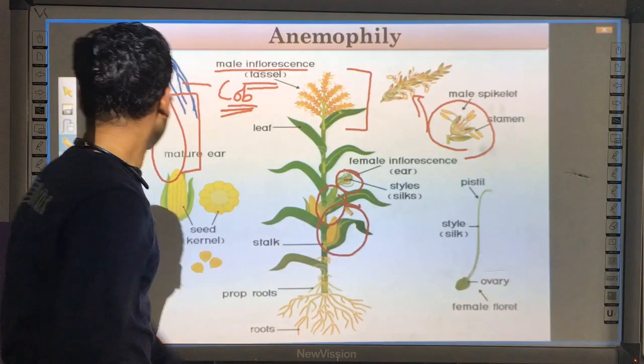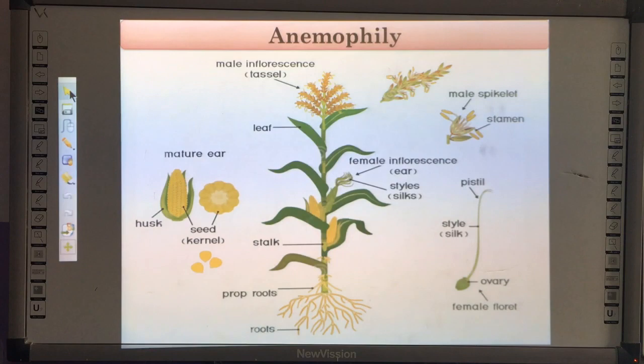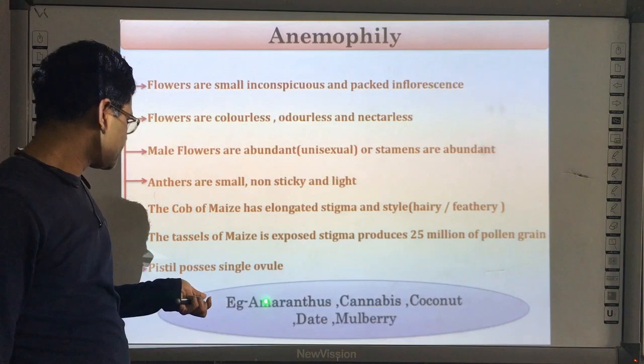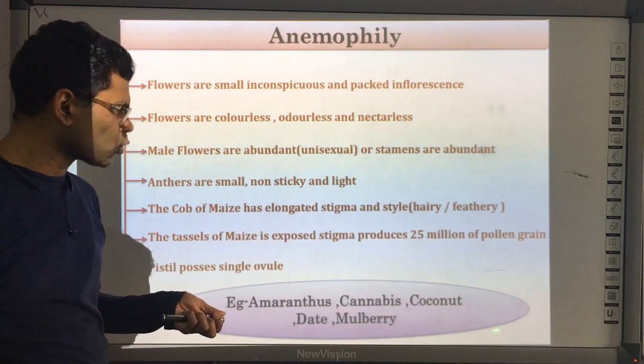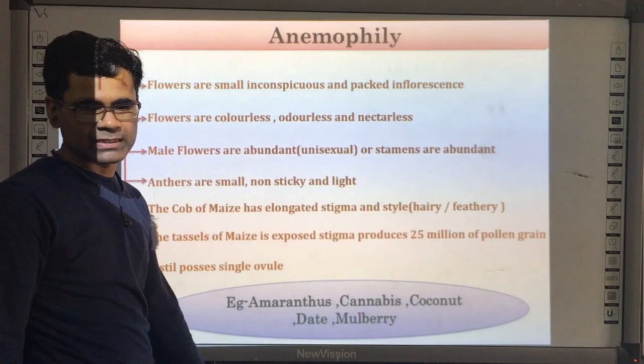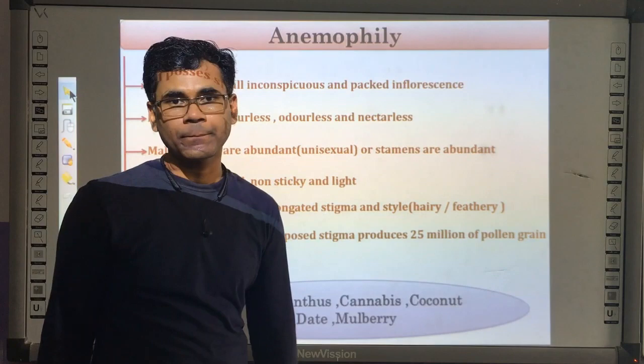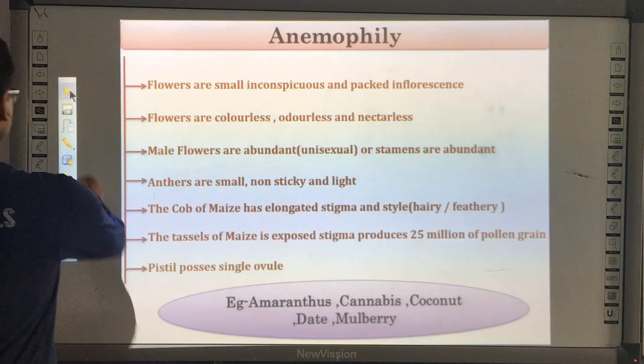Okay, so some of the examples we would like to see here of anemophilous flowers: Amaranthus, Cannabis, coconut, date, mulberry. So all these are a few of the examples which possess anemophily. Okay, next one is hydrophily.